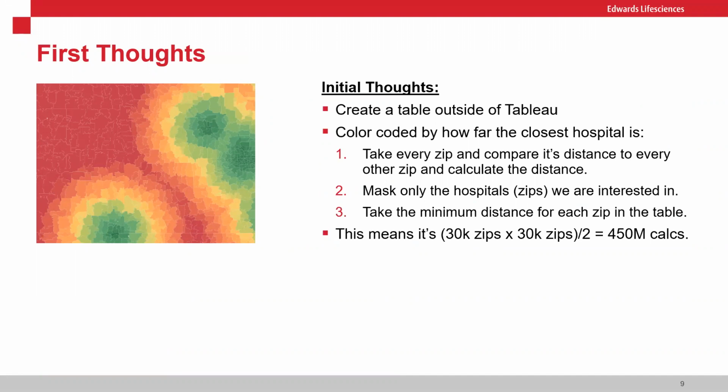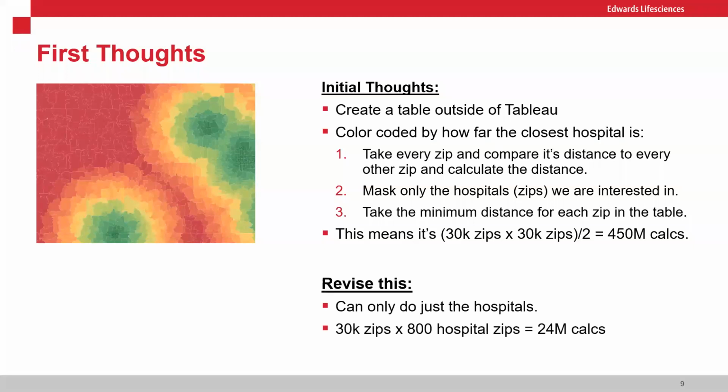So the first thought was, let's create a table outside of Tableau. We're going to color code each zip code where the closest hospital is, and then we can mask only the hospitals we're interested in and take the minimum distance from that. It gets us to about 450 million calcs. To revise it, we only need to do the 800 hospitals that we have in that target list, so we get down to 24 million calculations. Essentially I'm taking each zip and going point by point to every single hospital and asking, what's your closest hospital by distance? Then I set that to the side, shift over to the next zip code, do the same thing against another 800 hospital zip codes, and get the minimum distance to the nearest hospital.